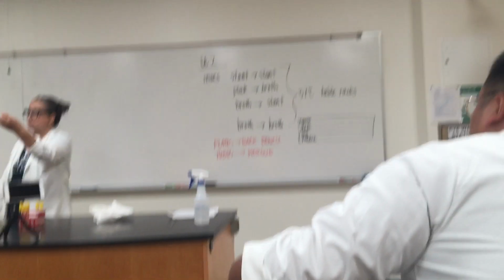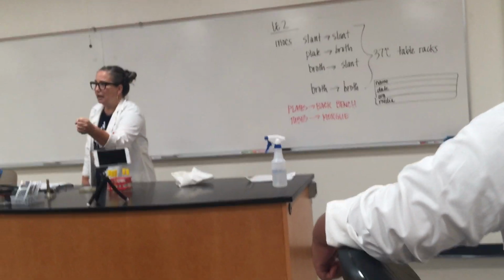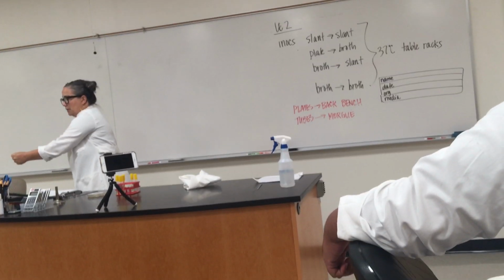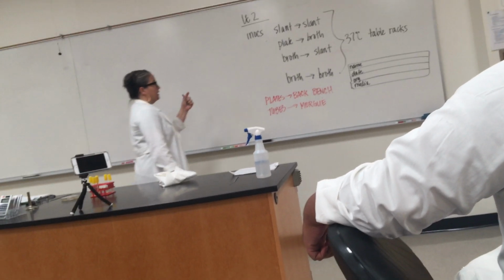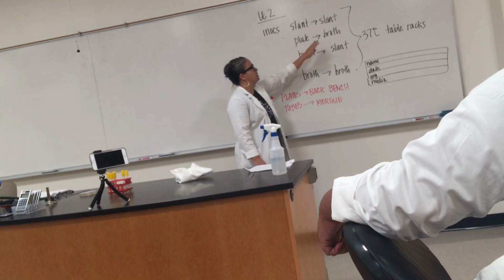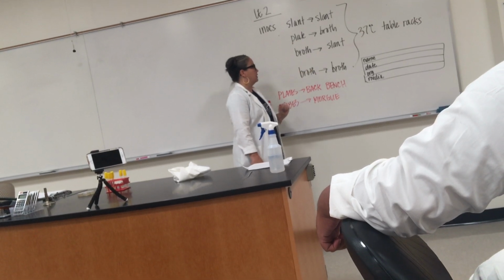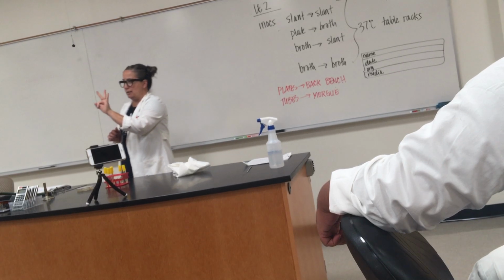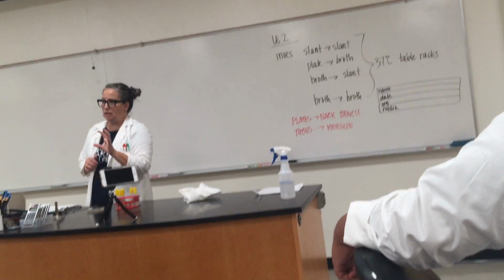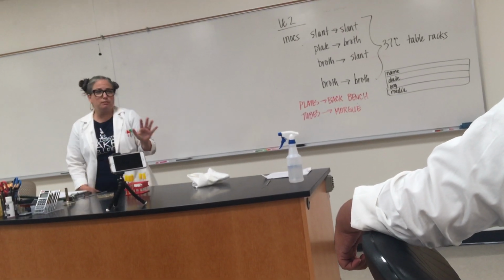So that means moving E. coli and only E. coli from media to sterile media, right? And you're going to do a slant to slant transfer, a plate to broth transfer, a broth to slant transfer, and a broth to broth transfer. So you will need 3 inoculating labels, and we're going to do something unique here that we don't usually do.